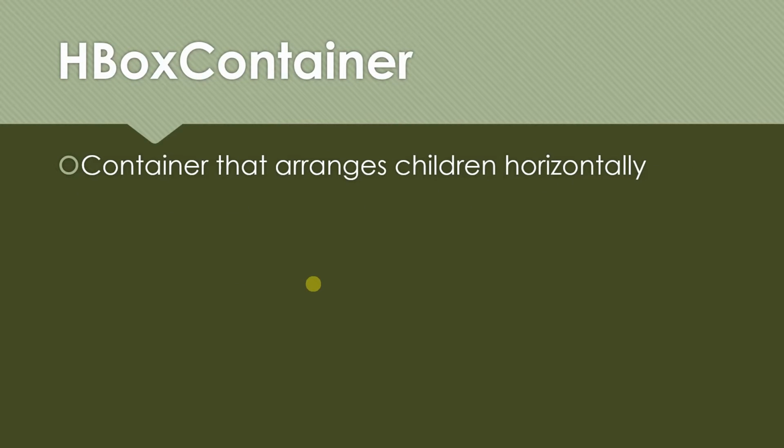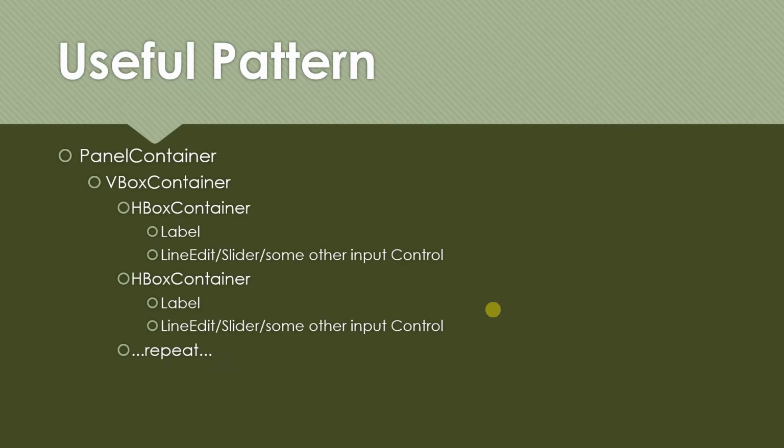All right, now the next container is HBox container. So it's a container that arranges its children horizontally. So as you add children, they keep getting stacked left to right. A VBox container arranges its children vertically. So as you add children, they get stacked basically top to bottom, I believe. All right, so here's the first useful pattern.